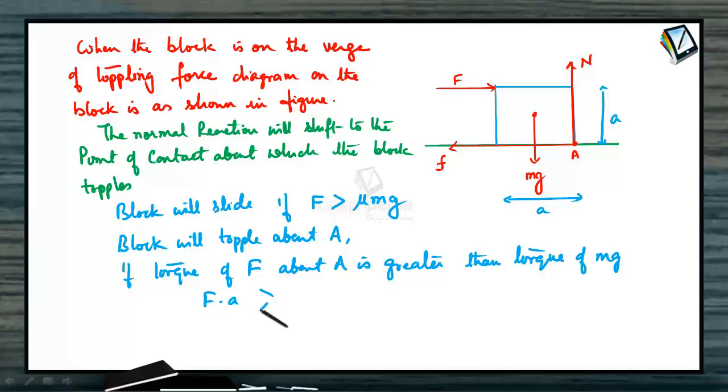This should be greater than the torque due to mg about this point. mg into perpendicular distance will be A by 2. So mg into A by 2. So F should be greater than 0.5 times mg. So if I take this as equation 1, this is our equation 2. Now here it is given mu value as 0.2 in the second question, and in the third question the value of mu is given as 0.6. Let us estimate with the two values.